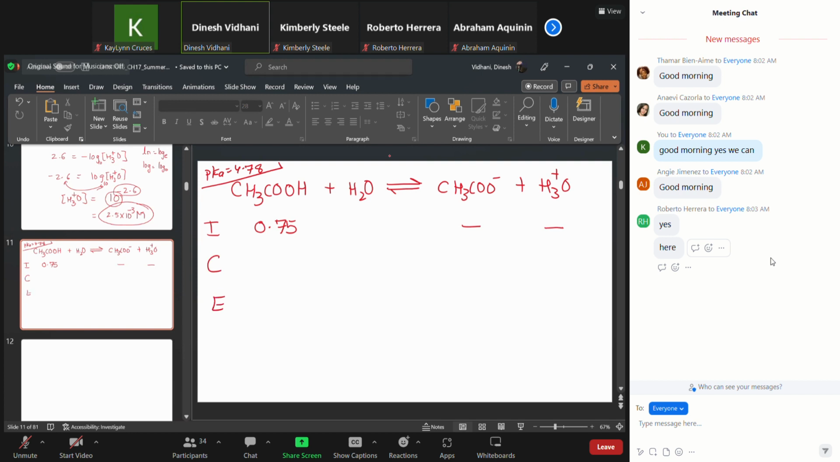At equilibrium, suppose I form X amount of acetate ion and X amount of hydronium ion. What was the change? I added X amount of hydronium ion in the system. That means I removed X amount from my undissociated acid to get to that X amount. So what is remaining of acetic acid? Well, it's 0.75 minus X. So far, so good. Are we on the same page so far on this?